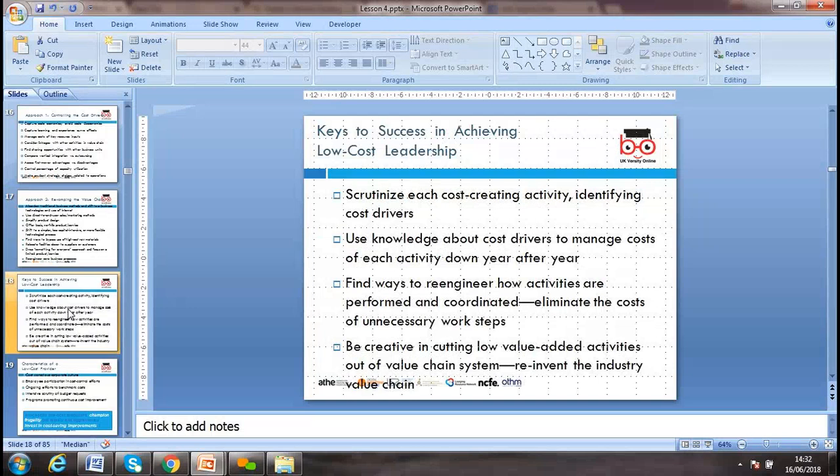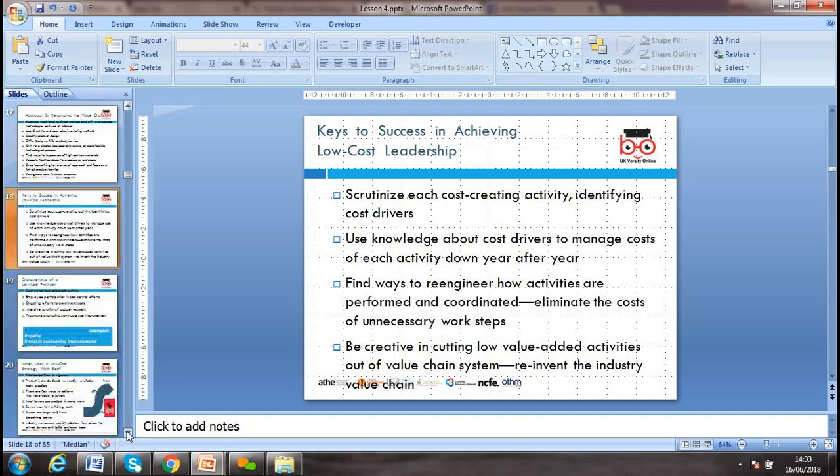The key to success in achieving the lowest cost is to scrutinize each cost-creating activity and identify the cost driver, like fixed and variable cost. If we produce more, variable cost per unit can drop, fixed cost per unit can drop, as well as the total cost per unit. If we produce less, say using up to 50% of our capacity, our cost will be higher per unit, and if we produce more than that, our cost will carry on dropping. So we need to think about how we can maximize our output and reduce our cost.